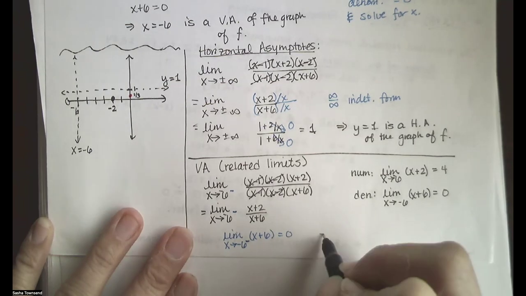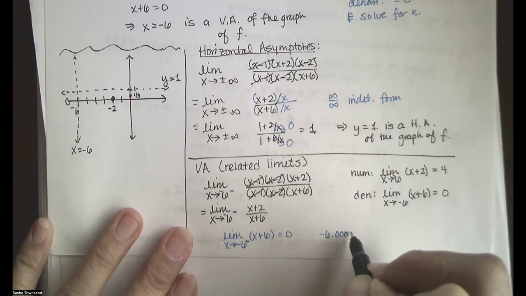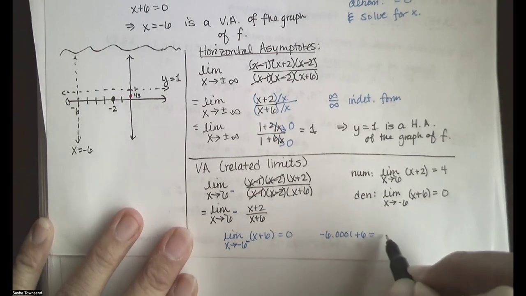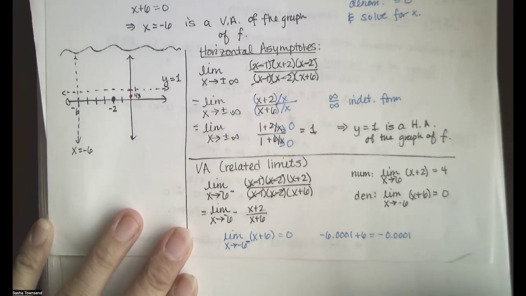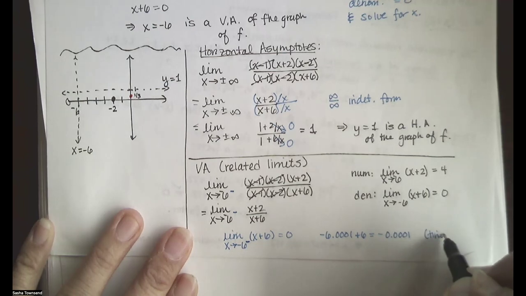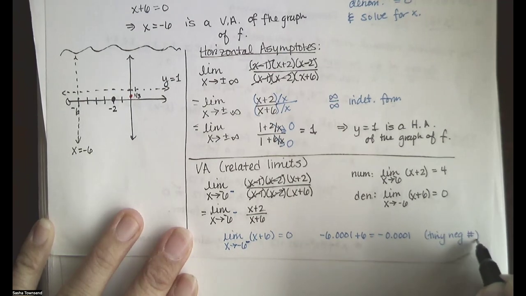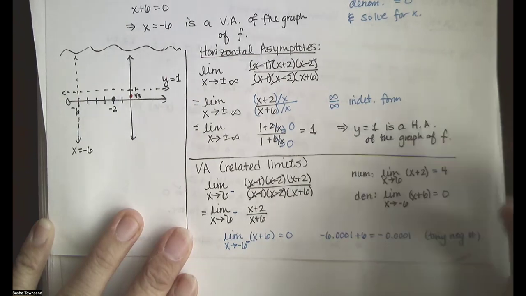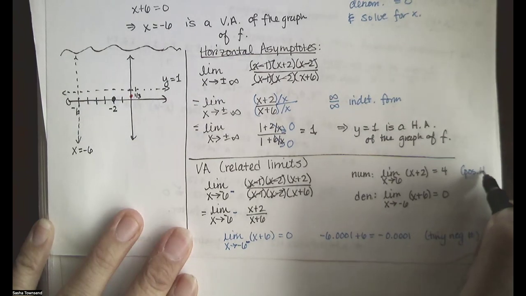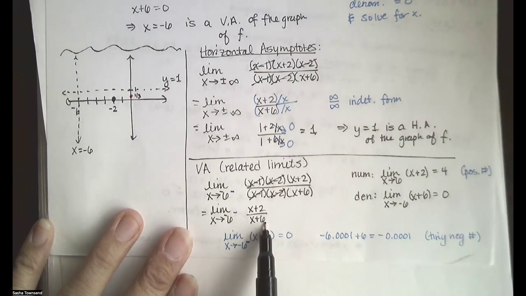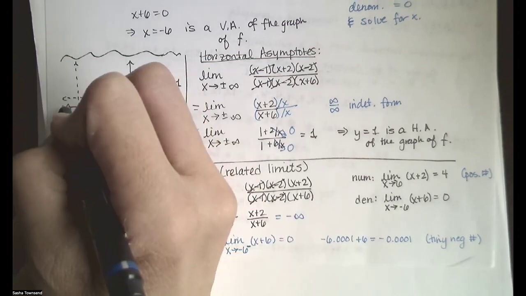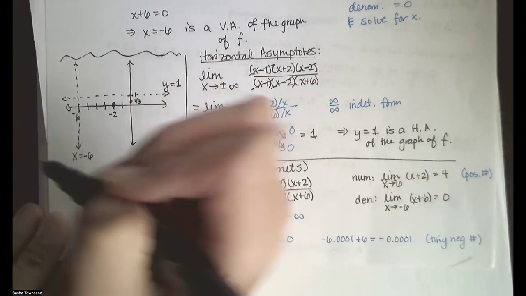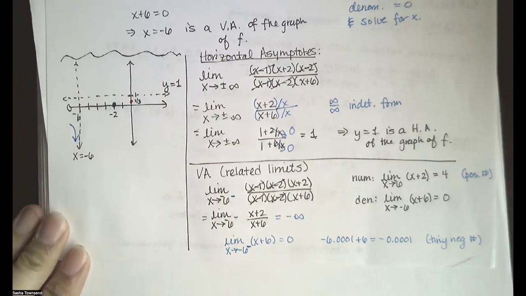When we approach from the left, -6.0001 plus 6 gives us -0.0001. That's a tiny negative number because we're approaching from the left. So you have something that's approaching a number, and we get it divided by a tiny negative number. So that means the limit is going to be -infinity. That means the function is going to approach -infinity over here on that side.